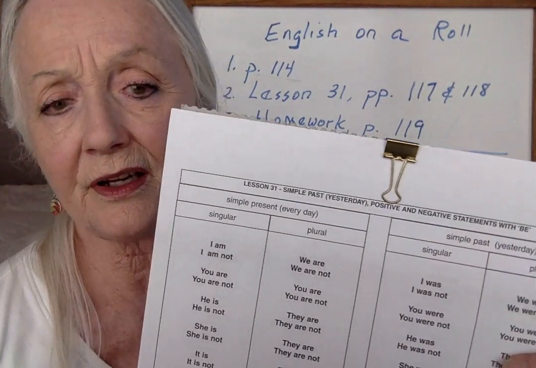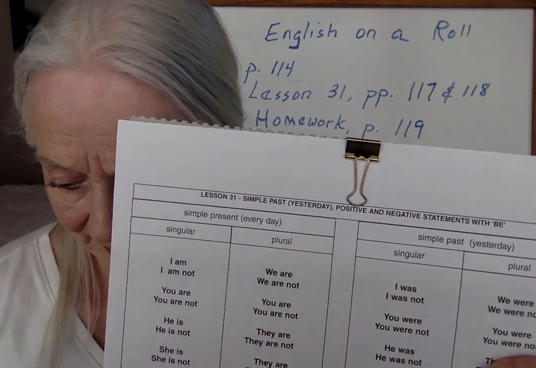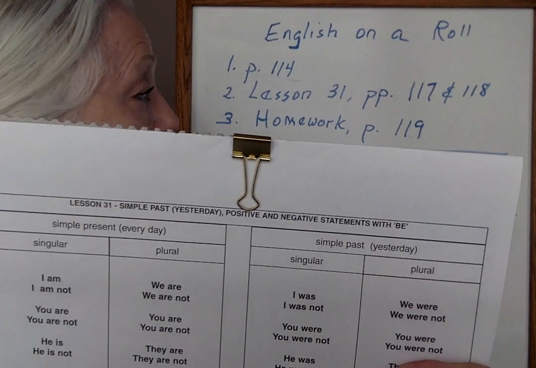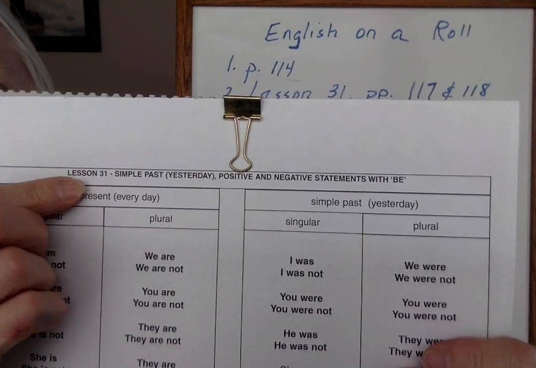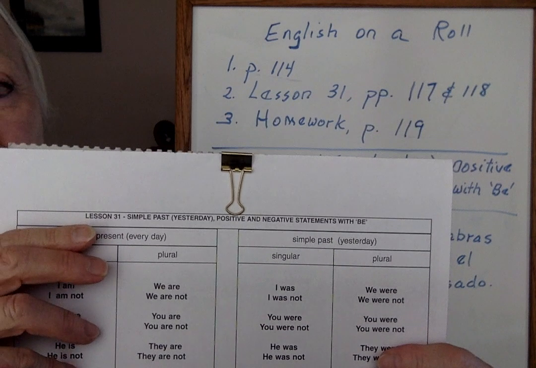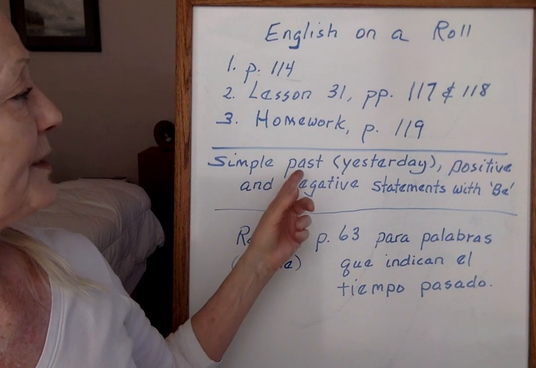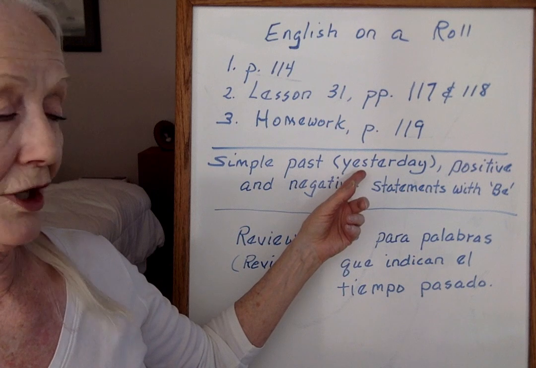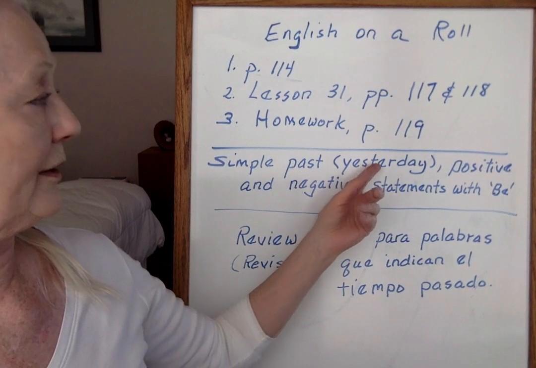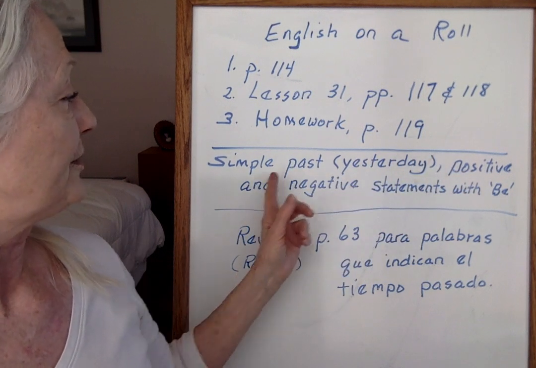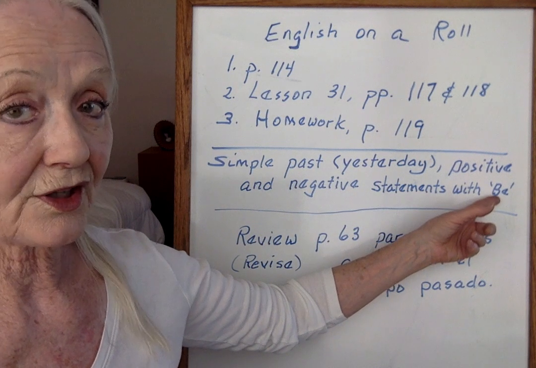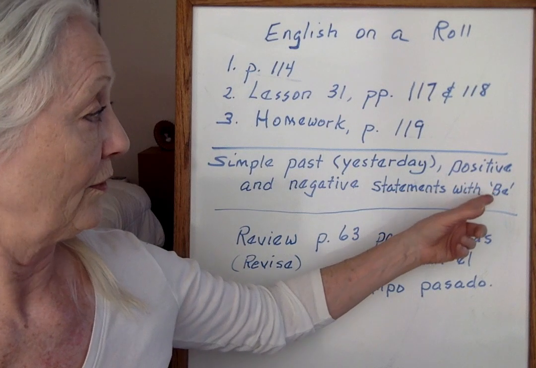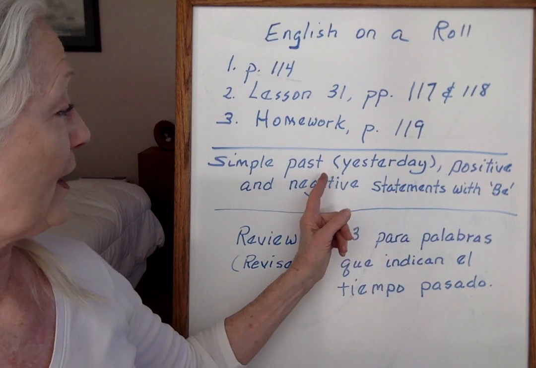Now what we see here, you can see here, it's lesson 31. And if you look on the board, here we have simple past. This is our yesterday. Ayer. Positive and negative statements with be. Remember be, estar or ser, either one. Be, that's the only one we have.